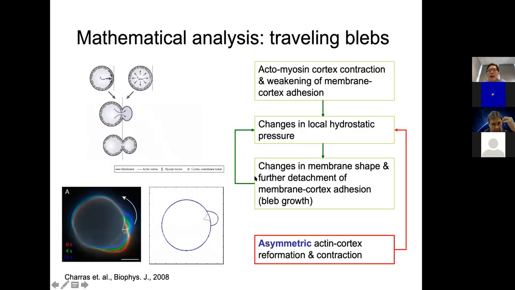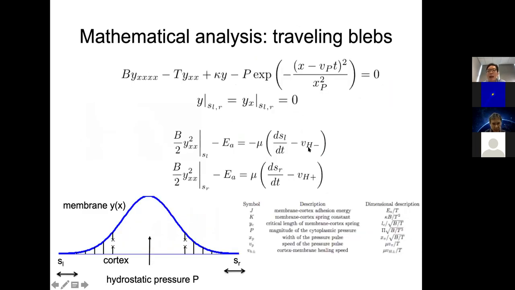Now, very often, these blebs have some asymmetry in, for example, the reforming and the contraction. So these blebs actually do travel. And we do that by essentially assuming the boundary condition, so we allow there to be some traveling. And the velocity of this healing you can think of as essentially a left-right asymmetry.